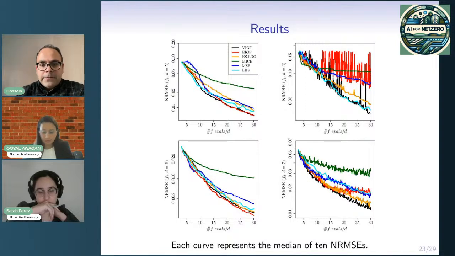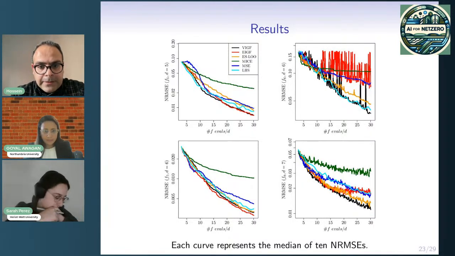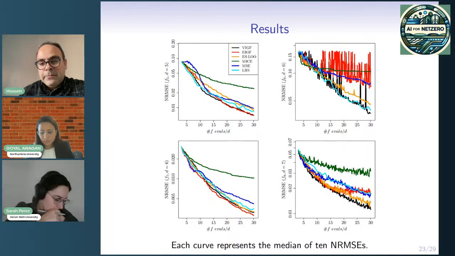The other results are provided here. Again, we can see quite good performance by VIGF, the black one, compared to other methods. Again, with normalized root mean square error on the y-axis, and F evaluations times the problem dimension on the x-axis.